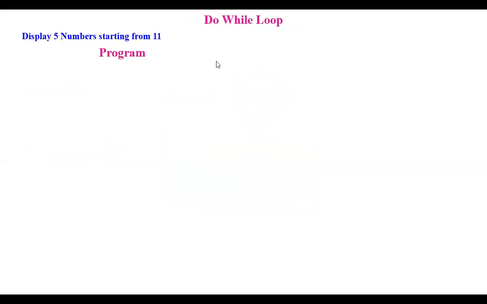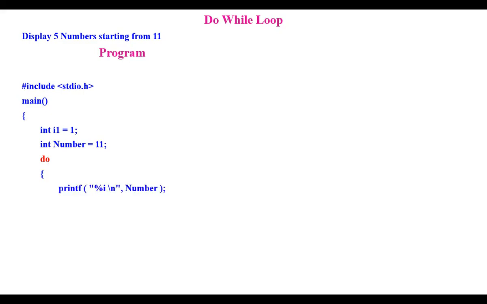Next, let us see the same display of 5 numbers starting with the do while. Okay, we start with the do while here. I1 is initialized with 1 here, number is given 11, and do, it starts with the do here. Now the loop starts with the curly brackets and the number is displayed, number is incremented by 1, and the controlling parameter I1 is incremented.